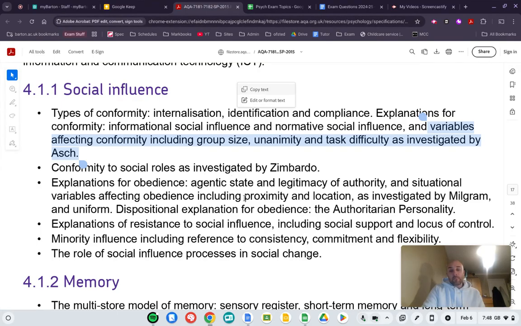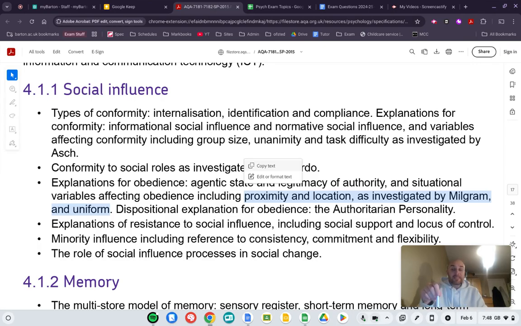You need to know the same, but for Milgram. With Milgram, you specifically need to know proximity and location. How did he vary that? You also need to know about uniform as well, but Bickman supports that quite nicely, I think. Looking through as we go on, we've got explanations for why we resist. Two, that's an easy bullet point. Two very simple explanations. And then towards the end, for students, it certainly gets harder.